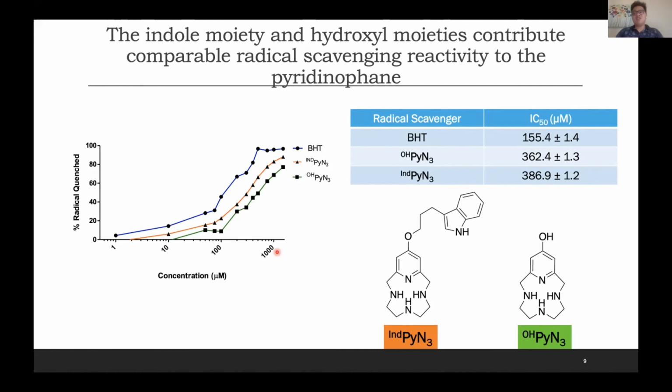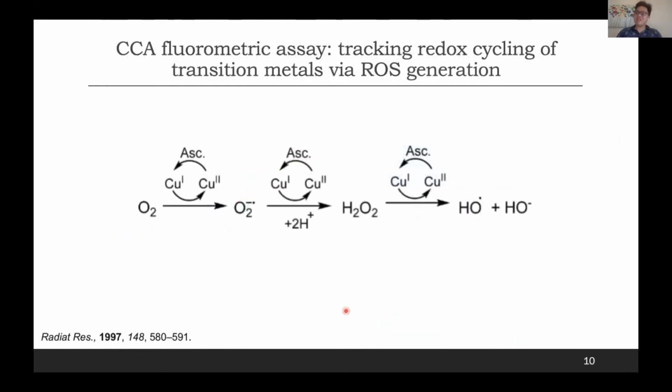With that question answered, we wish to move on to asking our next question: does attaching this indole moiety to the pyridinophane scaffold affect the macrocycle's ability to prevent transition metal ions from participating in ROS generation? How exactly does this work?